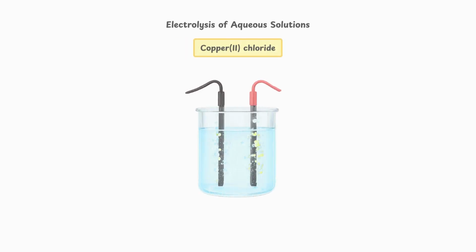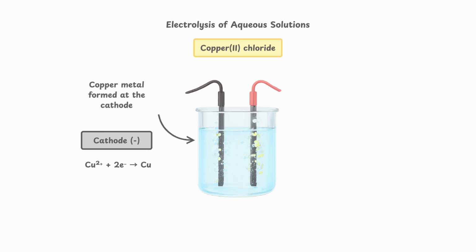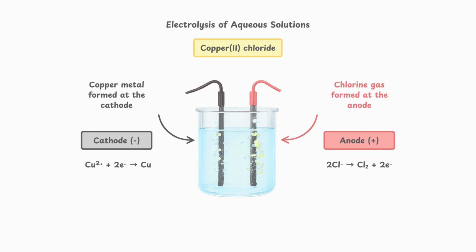In this example, we're looking at the electrolysis of copper 2 chloride. At the cathode, the negative electrode, copper ions gain 2 electrons and are reduced to form copper metal. At the anode, the positive electrode, chloride ions lose electrons and produce chlorine gas, as shown by the reaction.